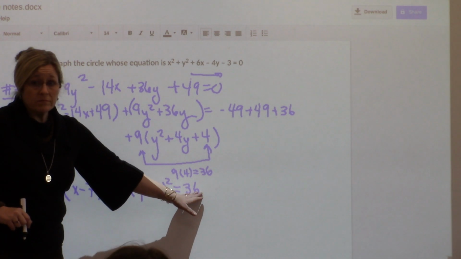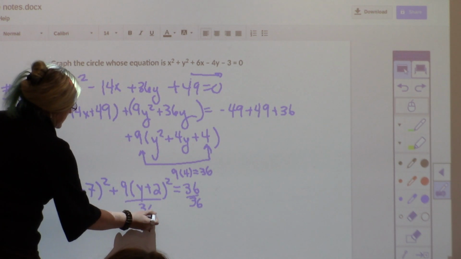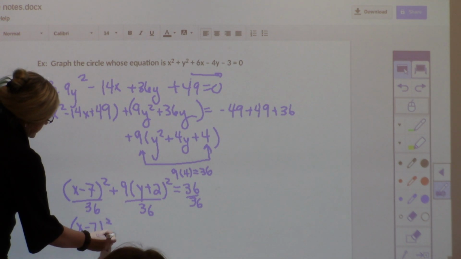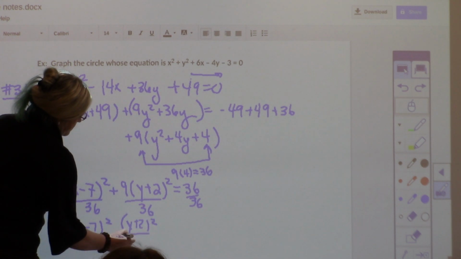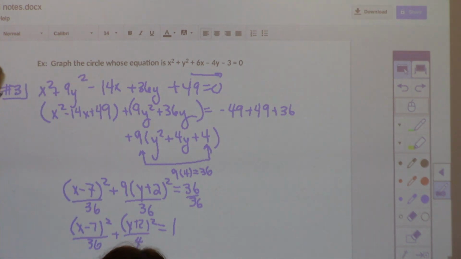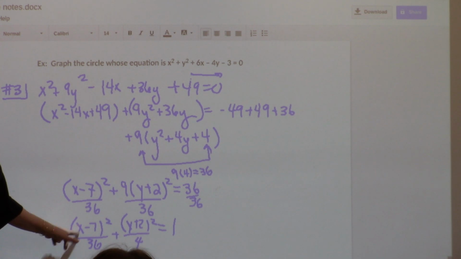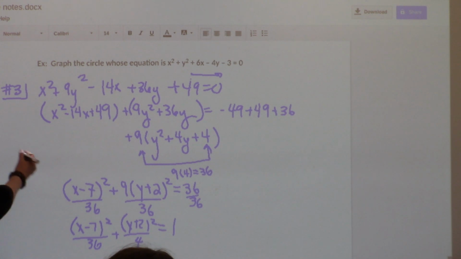So we have to have a 1 here. So how do I get a 1? Yep. Divide by 36, divide by 36, divide by 36. So we have x minus 7 squared over 36 plus y plus 2 squared over 4 equals 1. So I have an ellipse. Which way is the ellipse oriented? Horizontally, because the bigger number is with the x. And we know for an ellipse that's the case. So it's horizontally oriented. So let's find what we need to graph it.